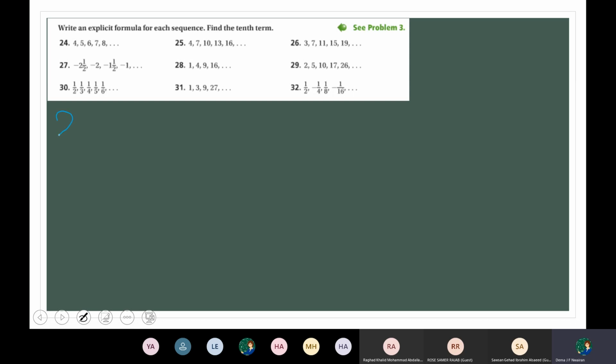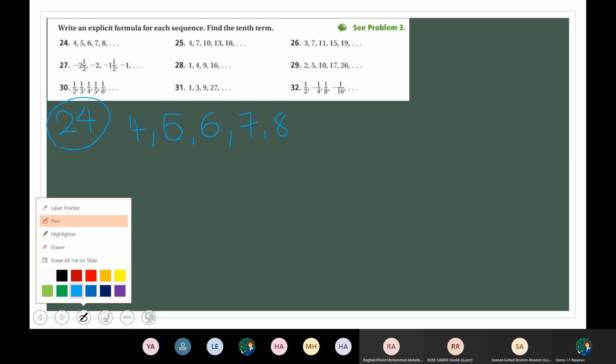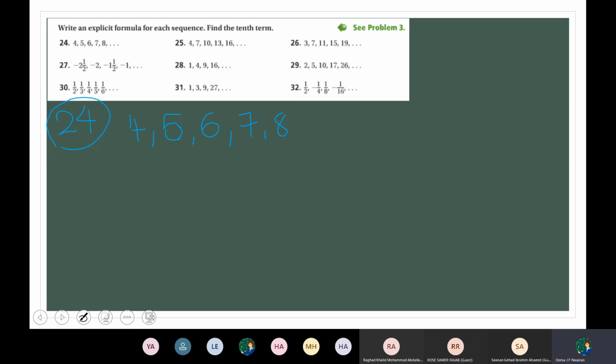In 24 here, I want from you to do two things. These are numbers 4, 5, and 6, 7, and 8. I want to find the explicit formula and the recursive formula. Yeah, for the recursive.